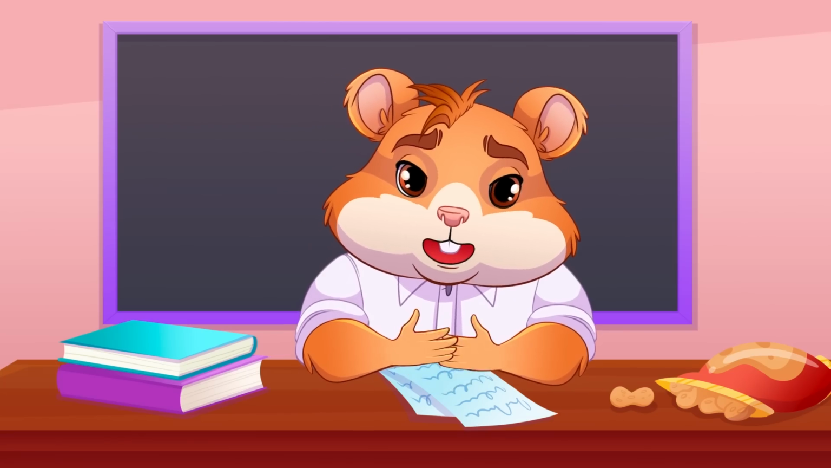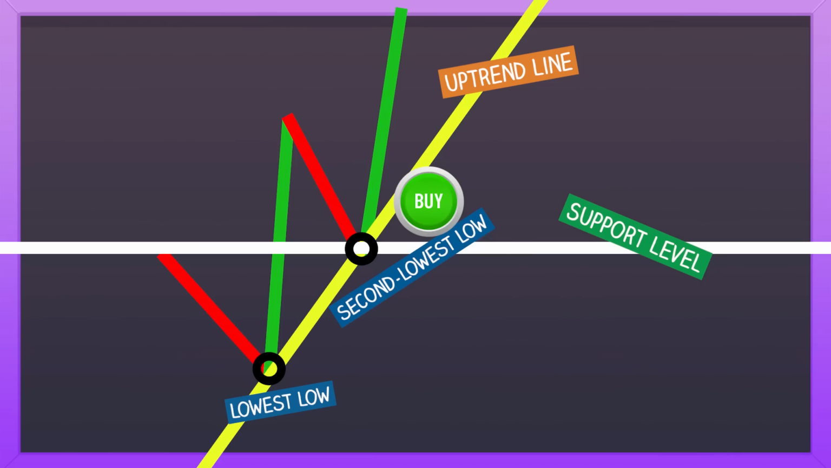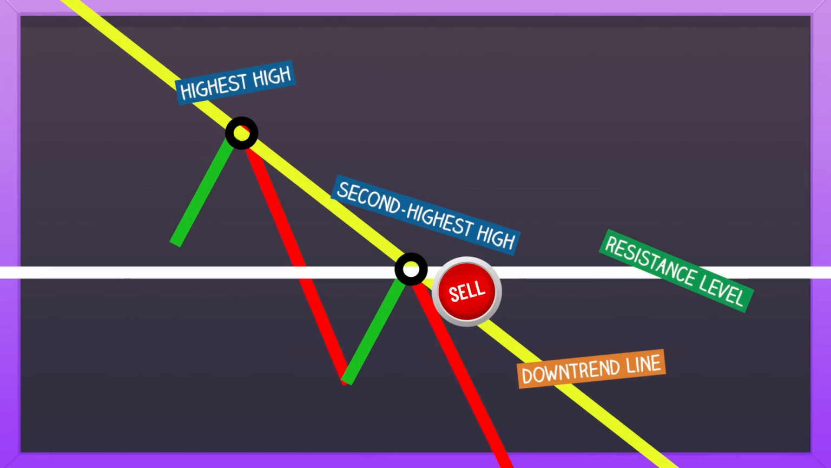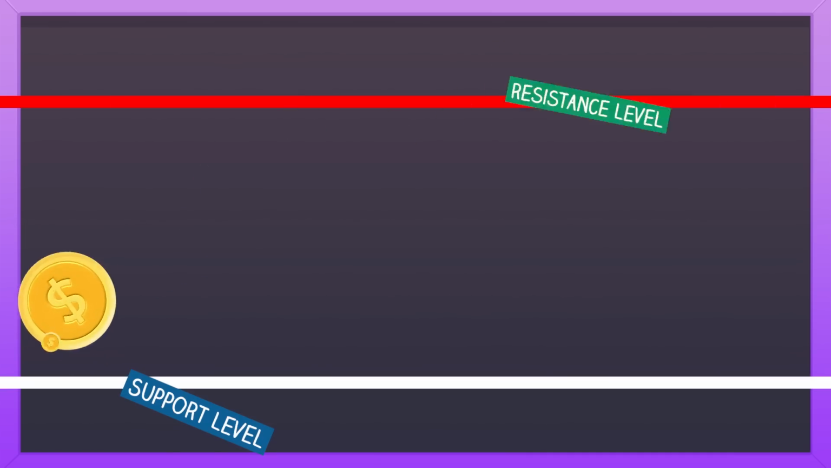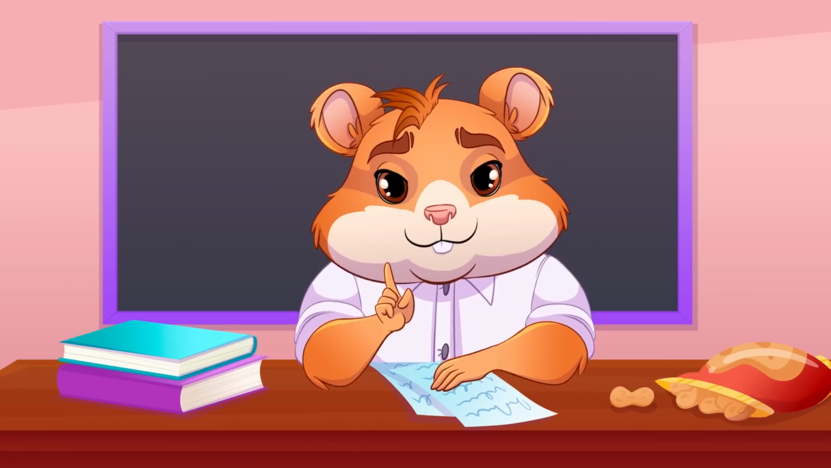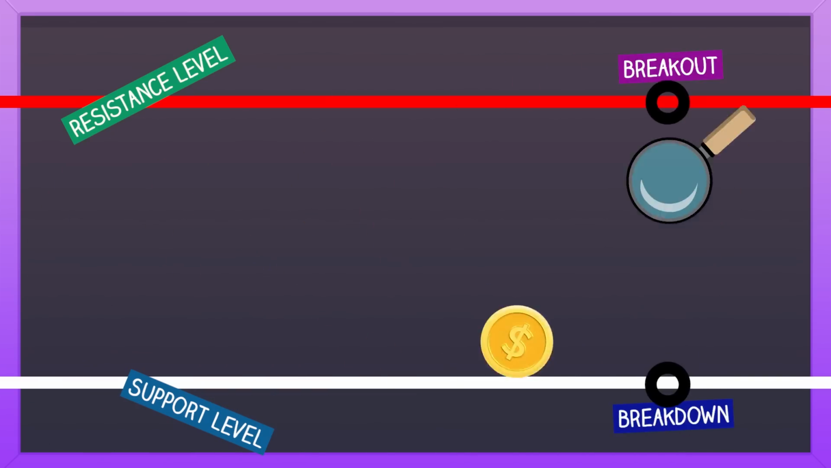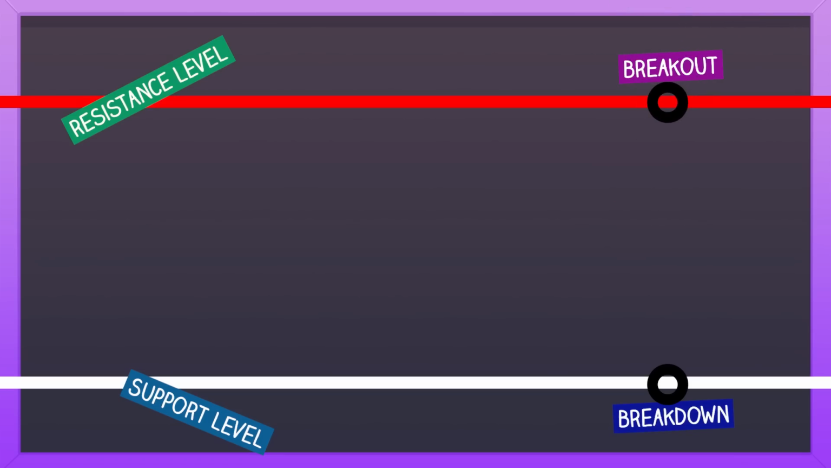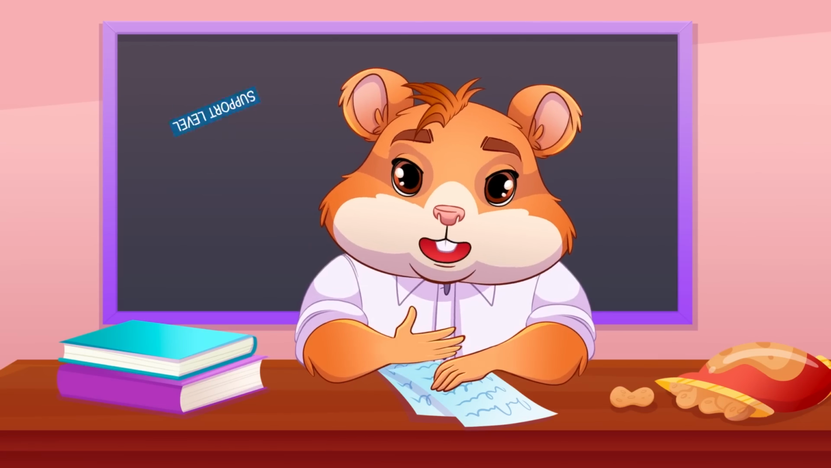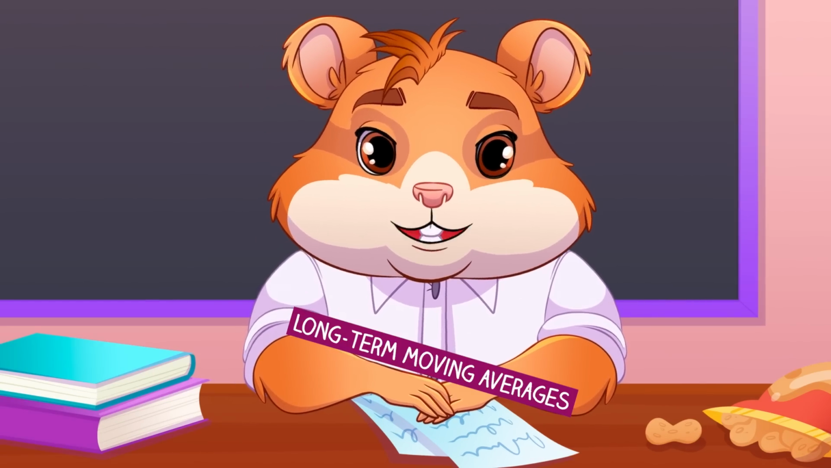Or a better question, what could you do with this info? You could choose to buy near the support of uptrend lines and sell near the resistance of downtrend lines. However, you may also come across a case where the price of an asset will move between a certain range. If this occurs, analysts may look for a breakdown or breakout, which would indicate the asset moving outside of the given range. Did you know support and resistance levels can also be used with long-term moving averages?